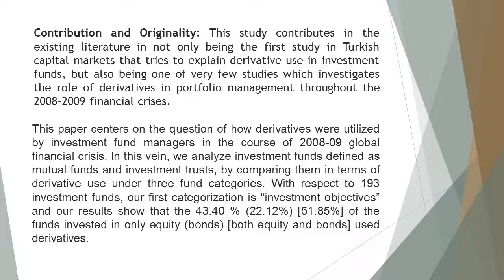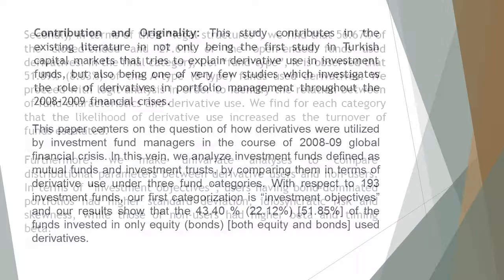With respect to 193 investment funds, our first categorization is investment objectives, and our results show that 43.40%, 22.12%, 51.85% of the funds invested in only equity, bonds, both equity and bonds, use derivatives.